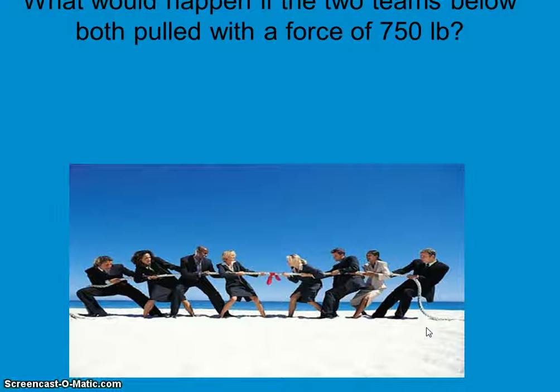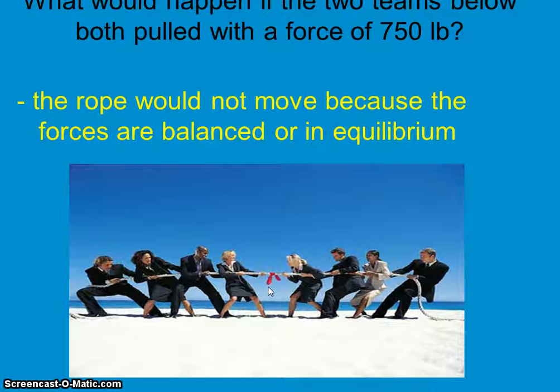Now here you have a tug of war team. You've got this side against this side. Now, if they both pull with 750 pounds of force, that side pulls that direction, that side pulls that direction. Since they're in opposite directions, you subtract. So your net force here is going to be 0. What happens is nobody wins, and the net force would be 0, and that's what we call balanced or in equilibrium.